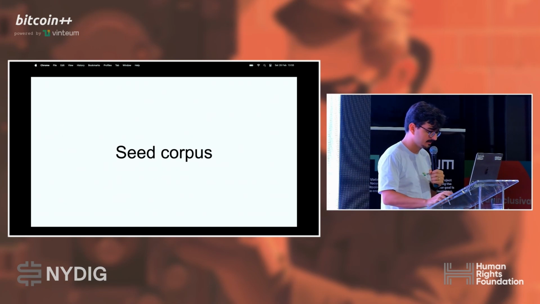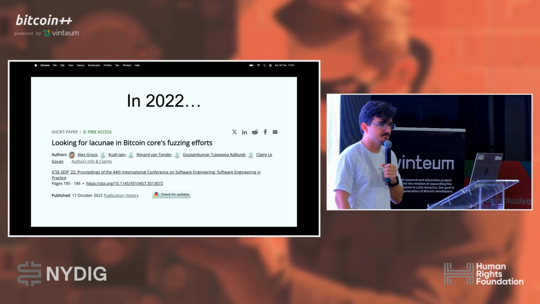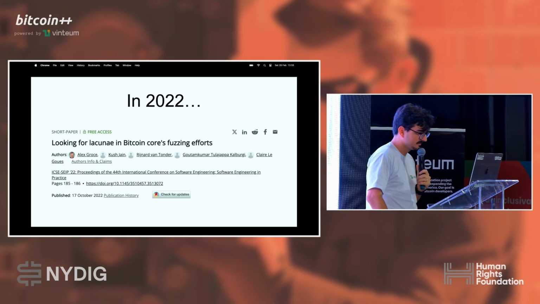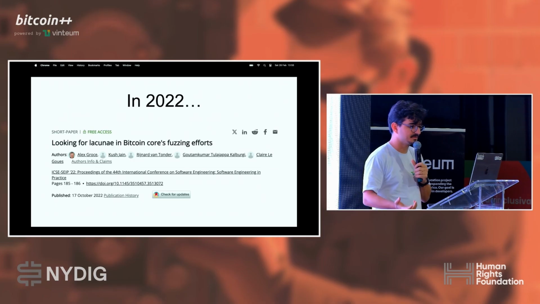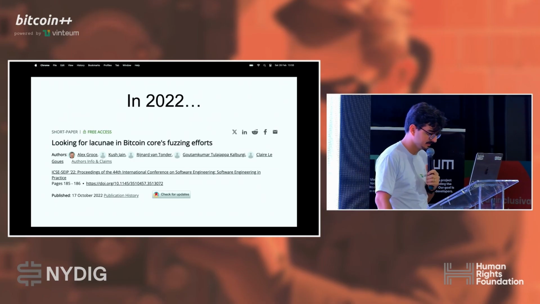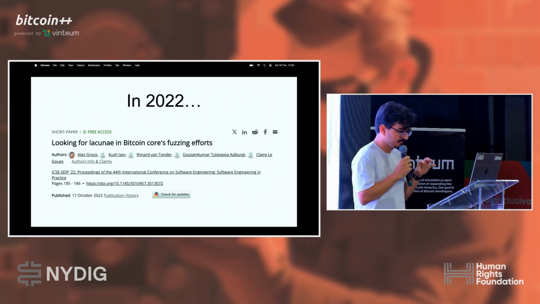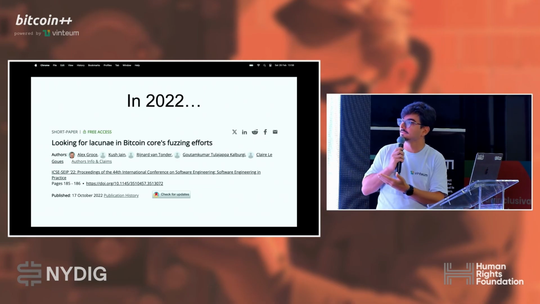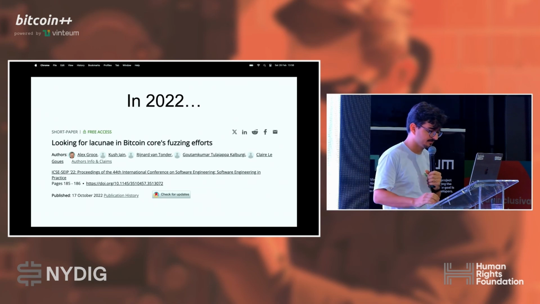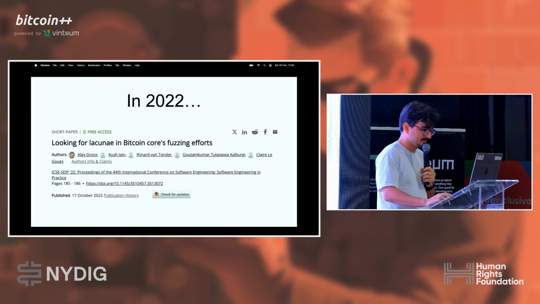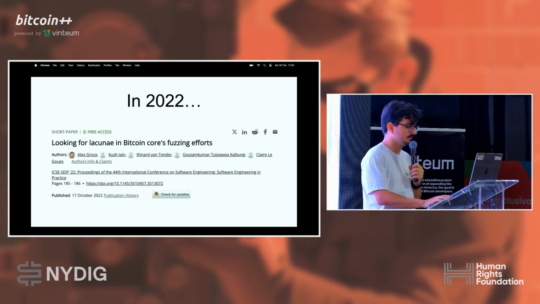And, okay, yeah. In 2022, I guess, I don't remember exactly, Chaincode Labs got in contact with some researchers about Bitcoin Core's fuzzing efforts. And the result of this research is basically this paper, Looking for Lacunae in Bitcoin Core's Fuzzing Efforts. It was presented at the International Conference on Software Engineering that will be held in Brazil next year, by the way.